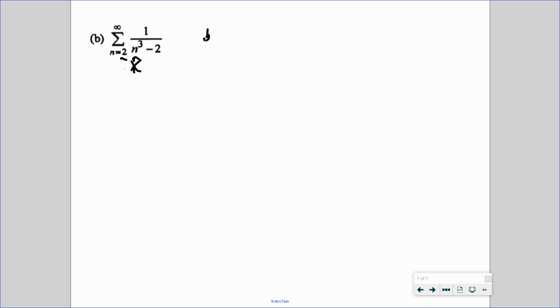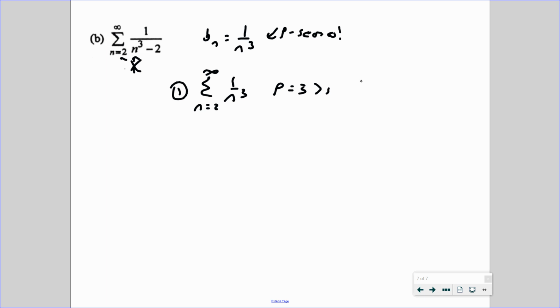So my b sub n is just going to be this 1 over n cubed. Oh, I know that. That's a p-series. And I know that converges, but I have to show it. 1 over n cubed as n goes from 2 to infinity. I know that p here is 3, which is bigger than 1. I should write that down. Therefore, this series converges by p-series test.